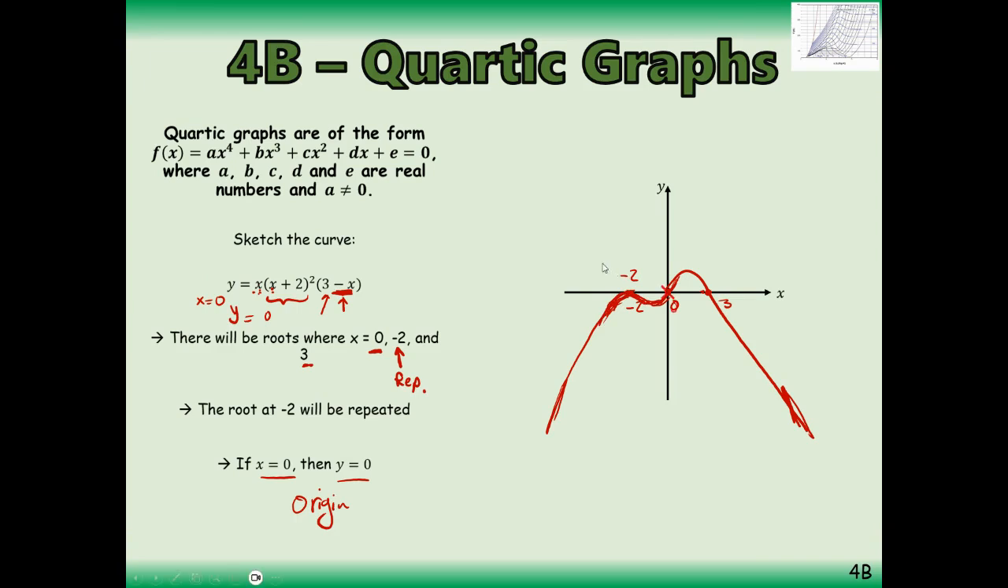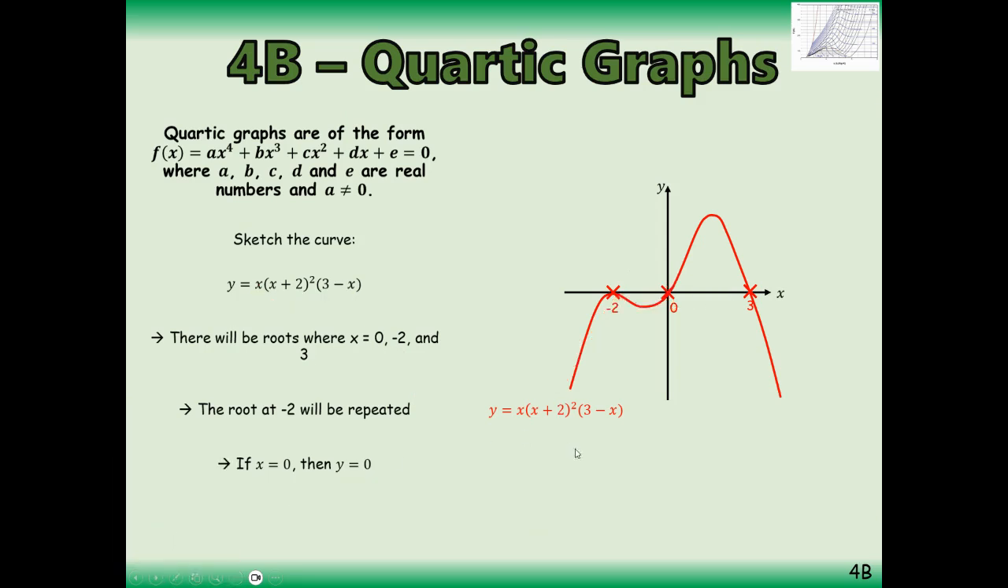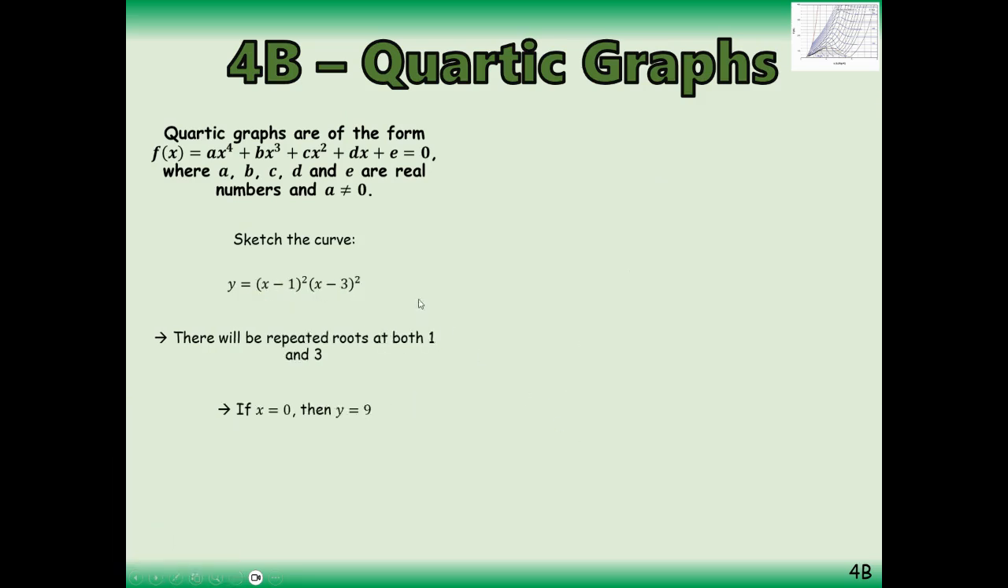So that's another way of thinking about it. Let's look at the next example. We have two repeated roots here. When x is 1 it is repeated, and when x is 3 it is repeated. When you substitute x equals 0 into this equation, the y value will be minus 1 squared times minus 3 squared. That's why you get a positive 9 here.